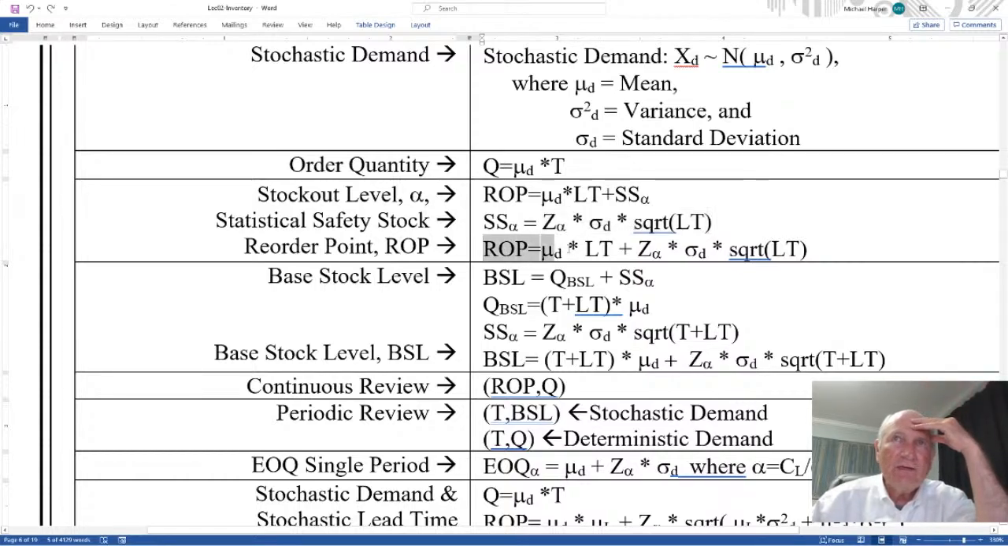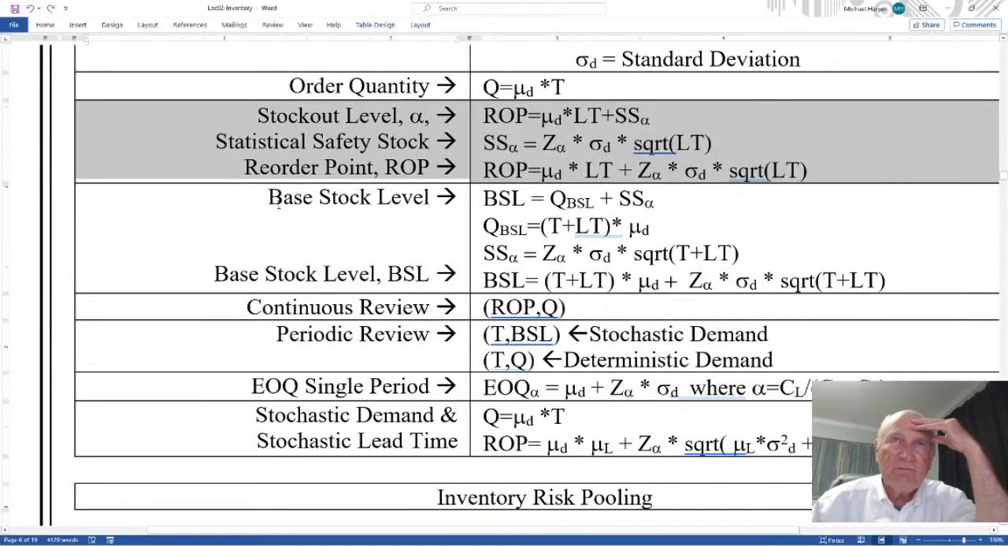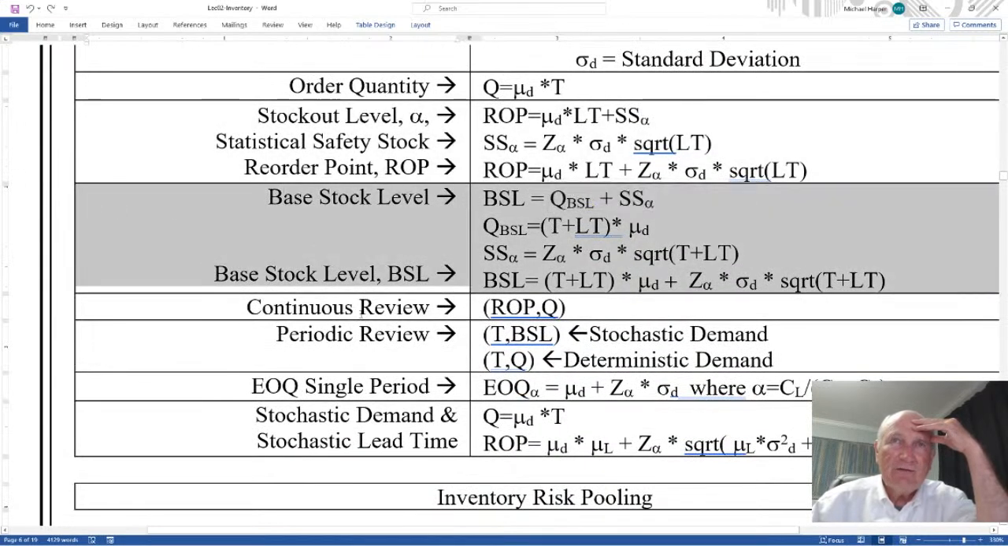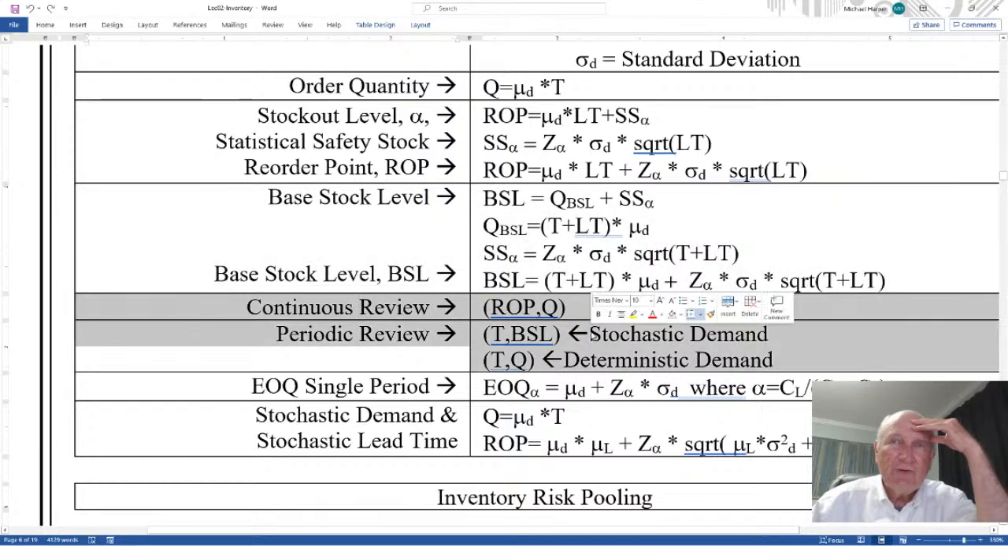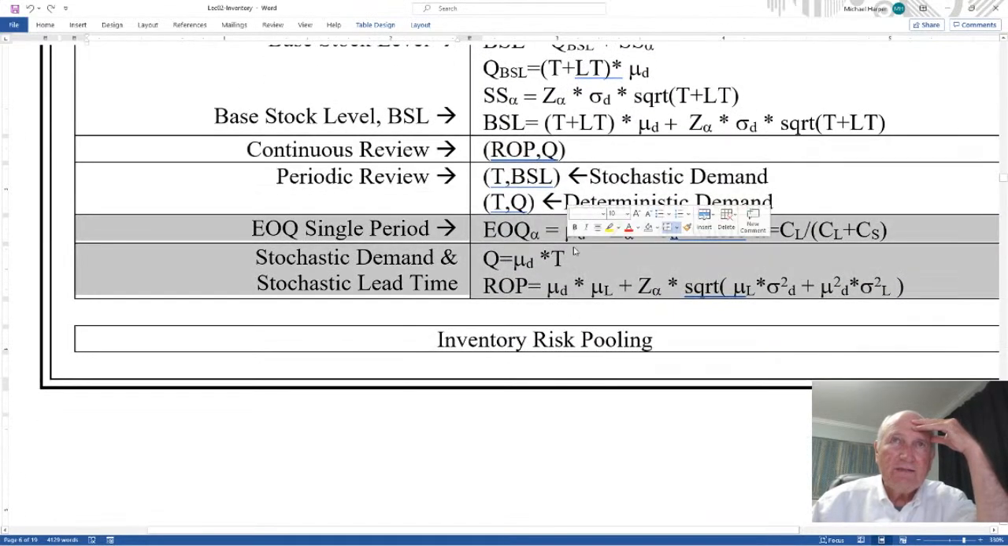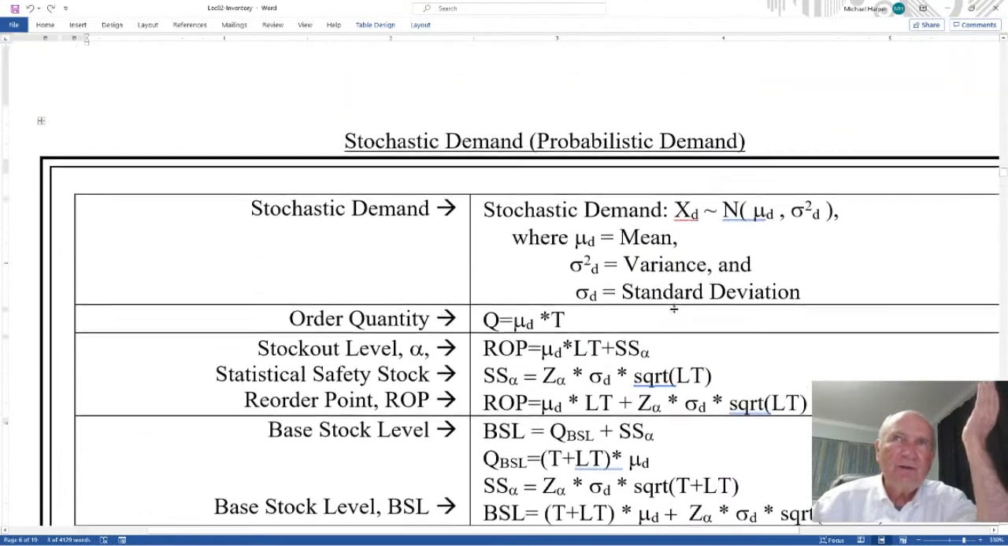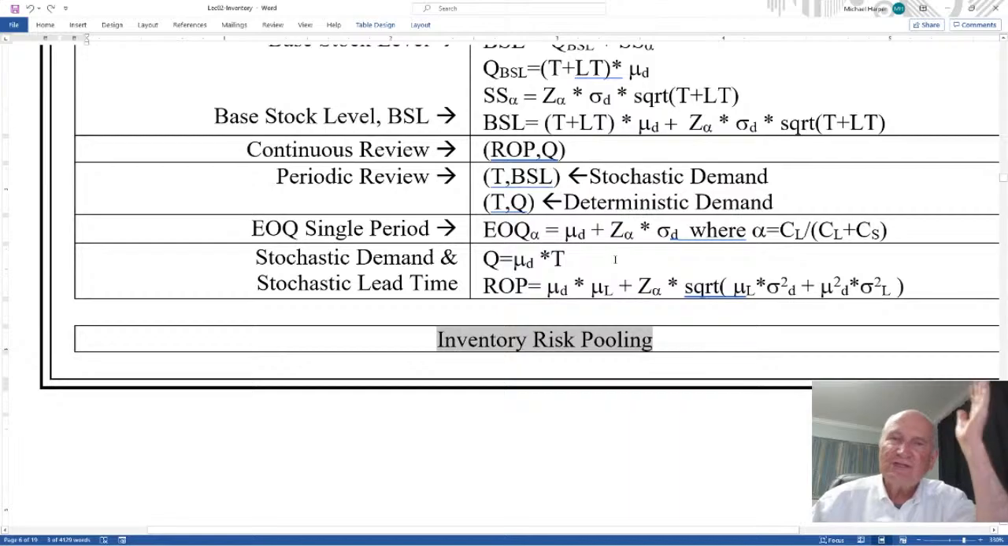And then the reorder point is your demand times lead time plus your statistical safety stock. So there's the expression for ROP, and we'll interpret all of this. This is the continuous review. Periodic review is something called the base stock level. Then we have the continuous review, periodic review, a single period, and then we'll talk about stochastic demand, stochastic lead time, and risk pooling. So this is just a summary. This is what we're getting ready to do, so let's do it.